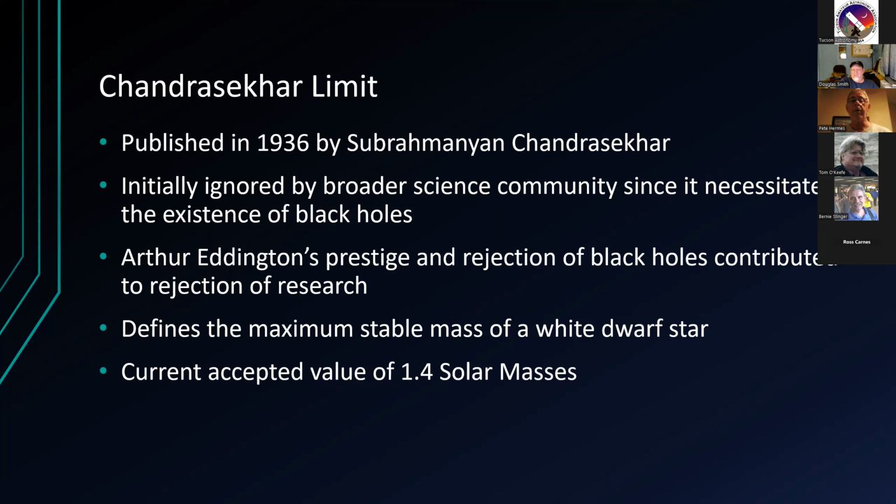The main thing that this limit defines is the maximum stable mass of a white dwarf star. And if a white dwarf star exceeds this, it'll either collapse into a black hole or evolve into a neutron star, depending on some circumstances. So beyond a very massive star dying, there are other ways for a black hole to be created besides a supernova. You just have to have a white dwarf gather in a lot of mass.